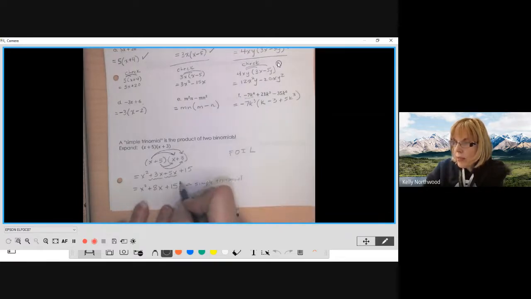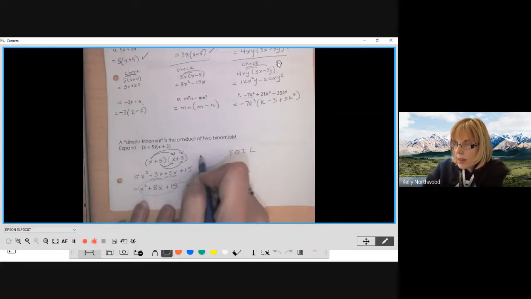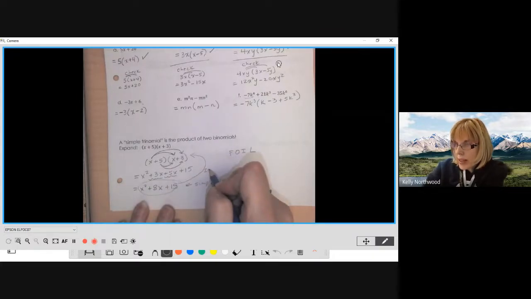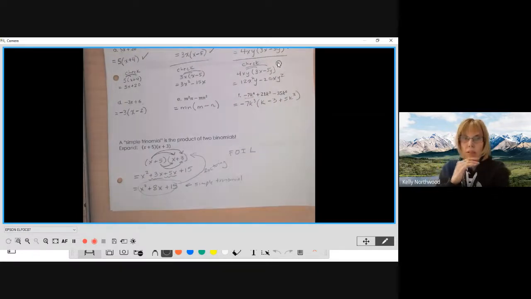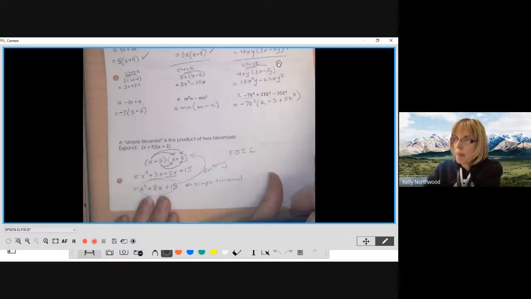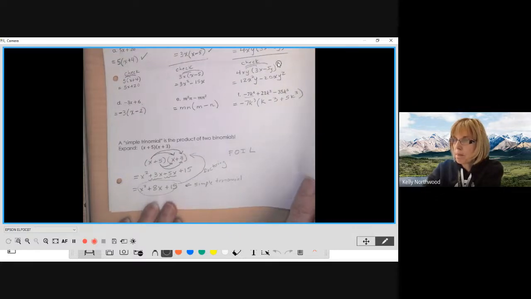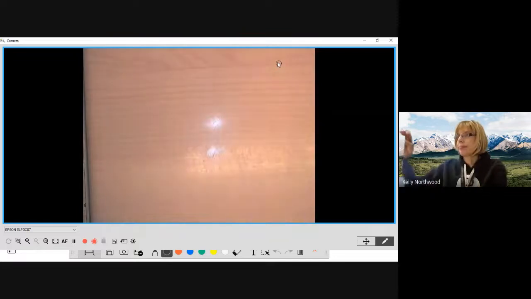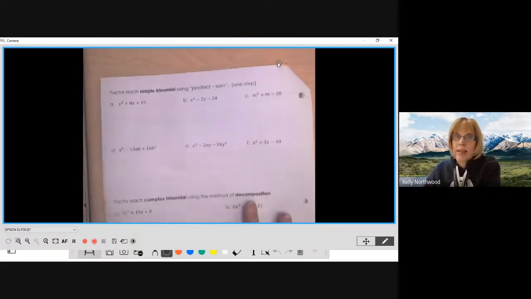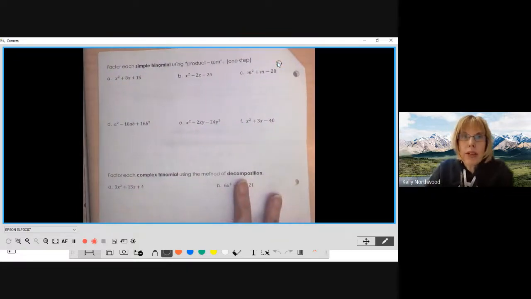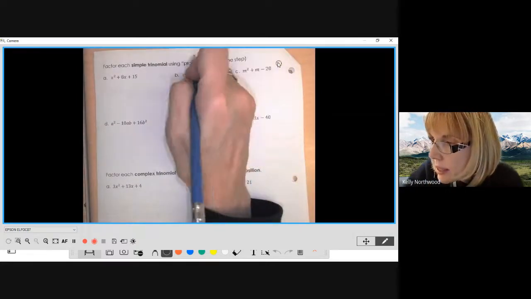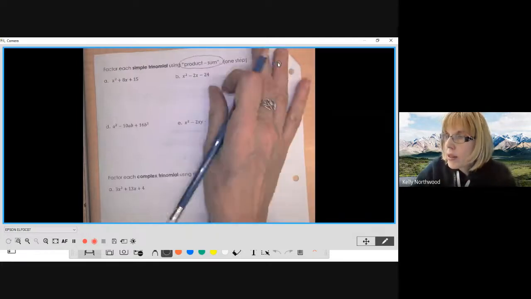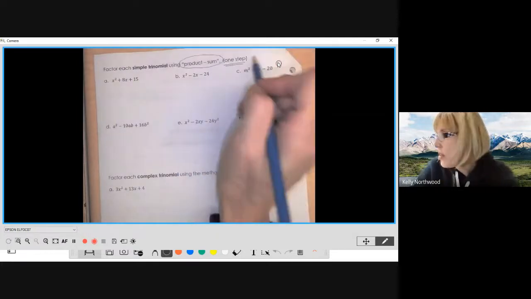So going from this to this is called factoring, and that's what we're going to do now, factoring a simple trinomial. We turn the page over, which is another skill you learned in grade 10. So factor each simple trinomial using product sum. Okay, so what does this product sum mean? It also tells you that there's one step.